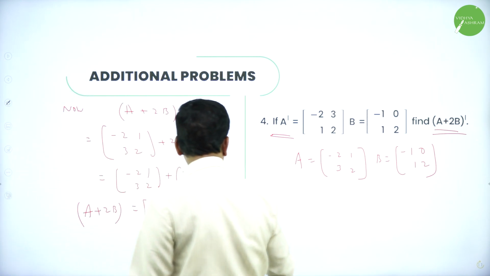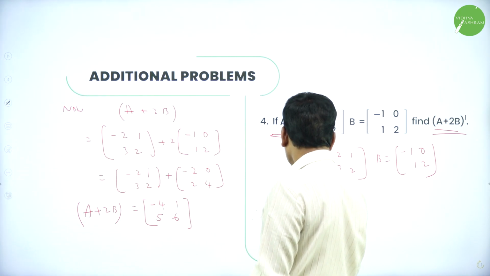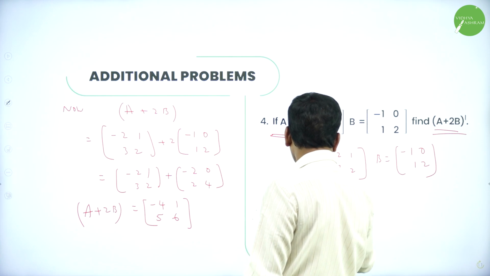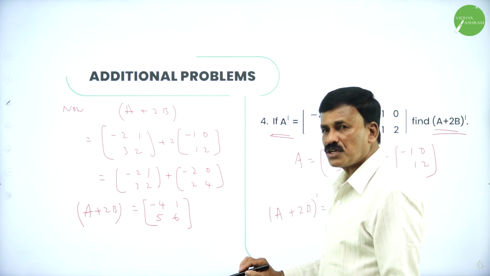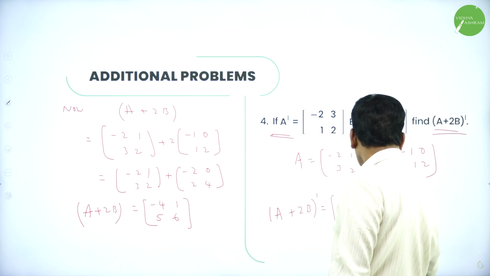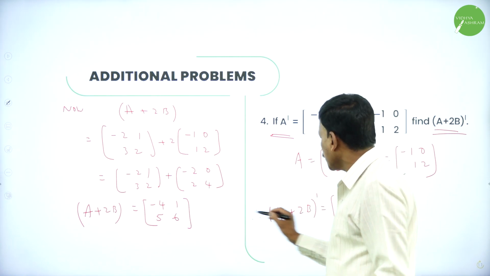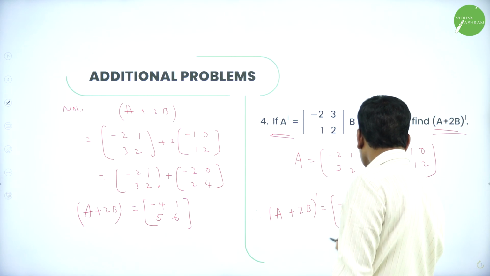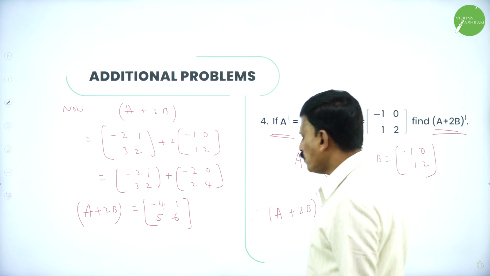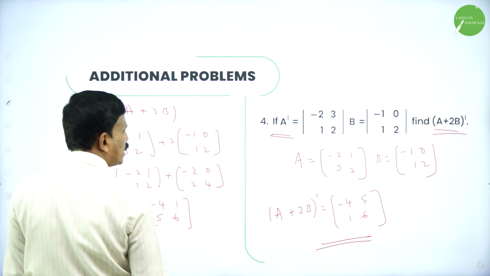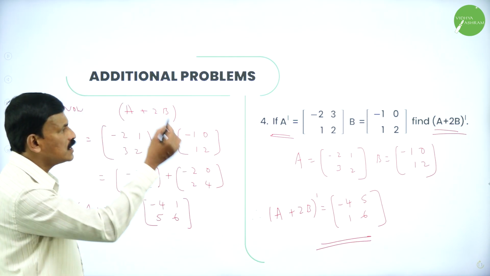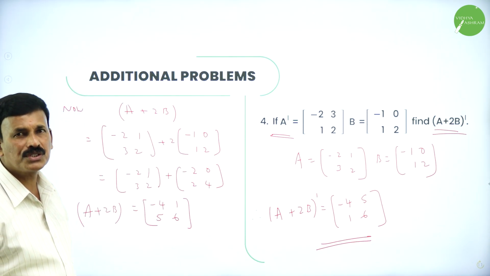Now what is required is (A plus 2B) dash, the transpose of this. If you transpose, the first row becomes the first column, minus 4 and 1. The second row becomes the second column, 5 and 6. (A plus 2B) dash is equal to minus 4, 1, 5, 6. That is the required answer. Very important question for 2 marks.